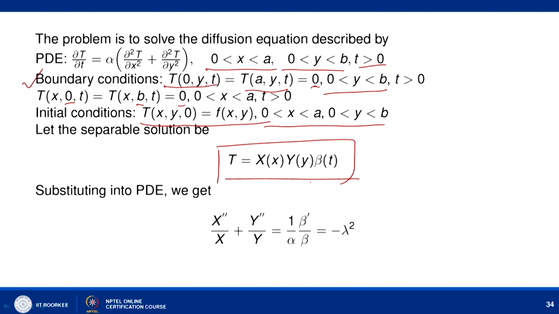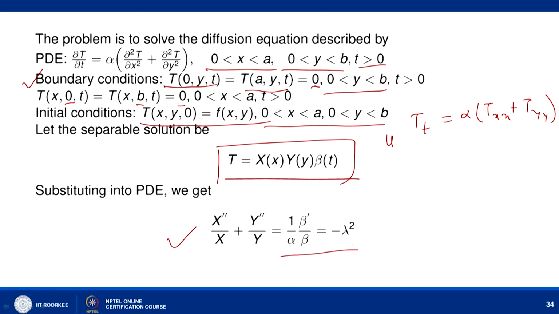Now, when you take this and look at the equation, T_t equal to alpha (T_xx plus T_yy), when you put it in this variable separable form and divide by X Y β, we have the following equation: X double dash upon X plus Y double dash upon Y equal to 1 upon alpha, β dash upon β, and call this as minus lambda square.